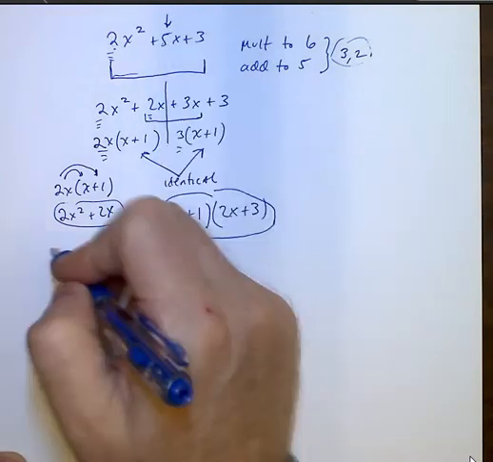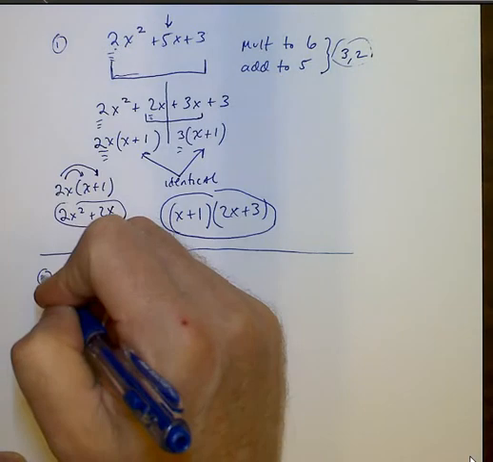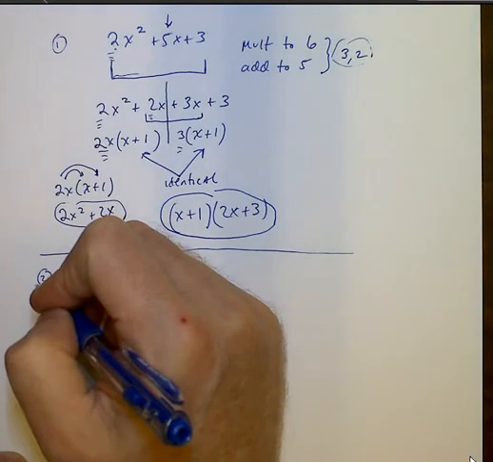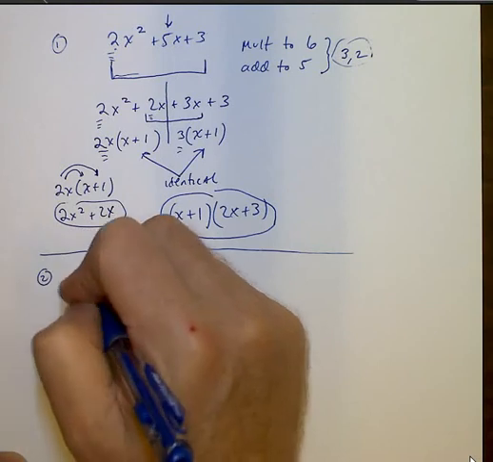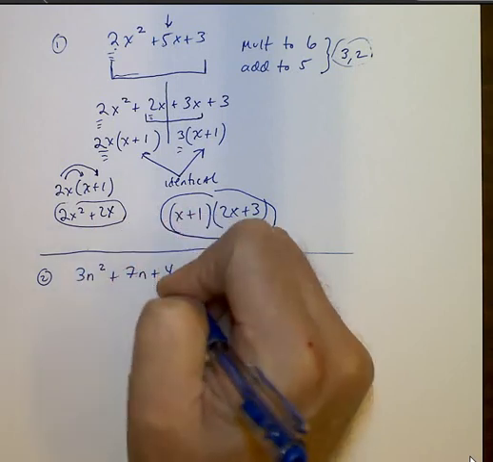Let's do another one. We'll call this one number 1. Let's go ahead and do a number 2. Let's make number 2 be 3n squared plus 7n plus 4.